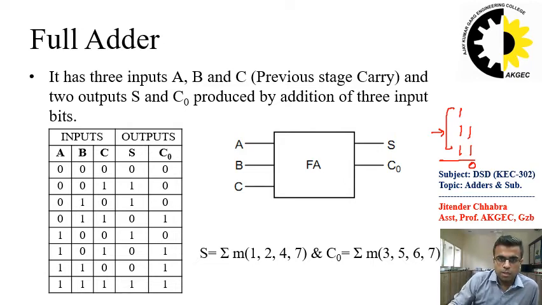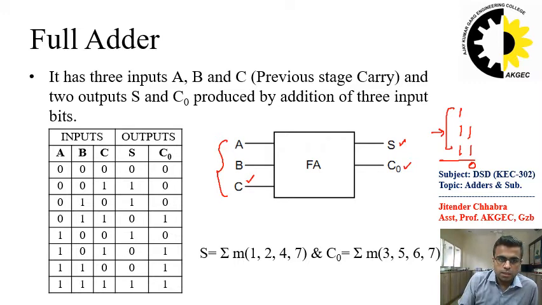So here we can see that there are three inputs A, B and C, and when these three are added, we will get the sum and carry. This carry is now denoted by C naught to avoid confusion, because C is now an input here, so I have taken the output as C naught. So A, B, C are the three inputs, and sum and carry are the two outputs.